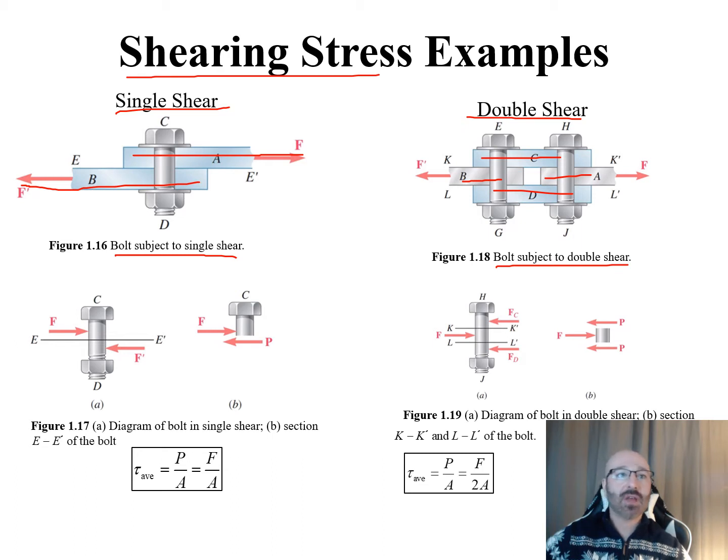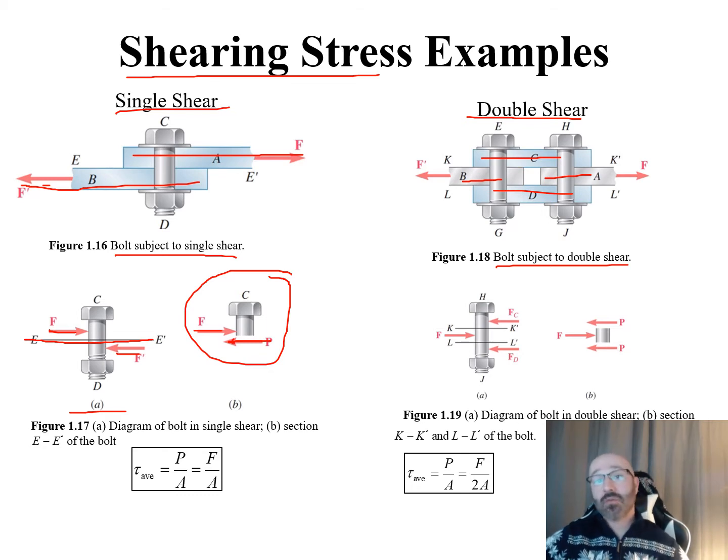So if we take a look on the left for the single shear situation, in part A you have a diagram of the bolt in single shear. You see this force is going one way. This force over here, F prime, is going the opposite way. So now we have the bolt. If we section this at EE, you can see you have your force coming in here and your force F prime coming in here. Take a look at part B, and you have the section view at EE prime. There you have your load coming in and your shear P. So there's your shear force P.